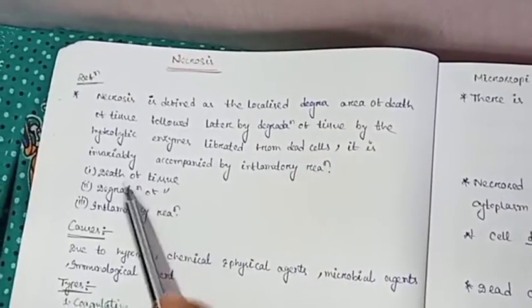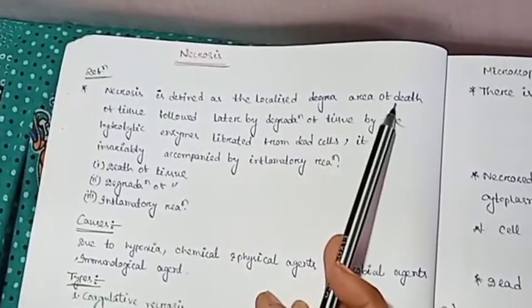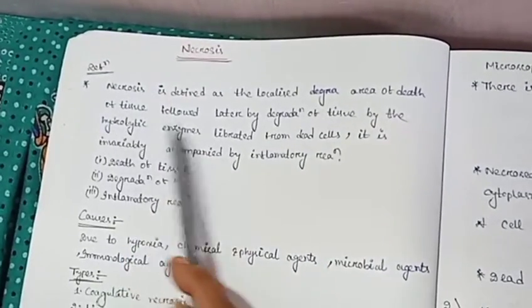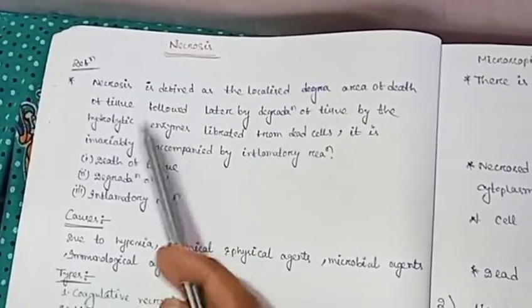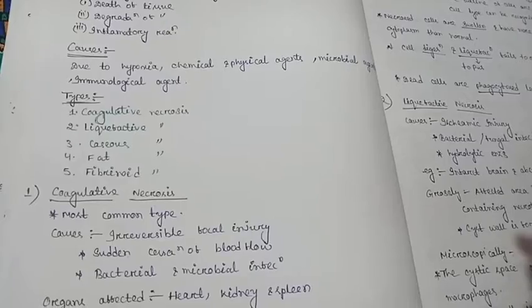So what are the things that happen during necrosis? One is death of the tissue, then degradation of the tissue, and the last one is the inflammatory reaction. These are the steps of necrosis.